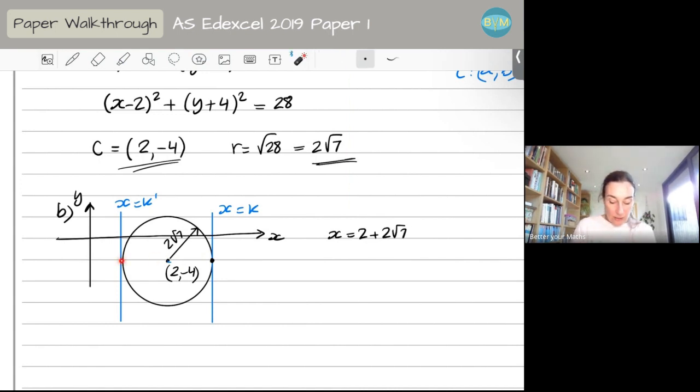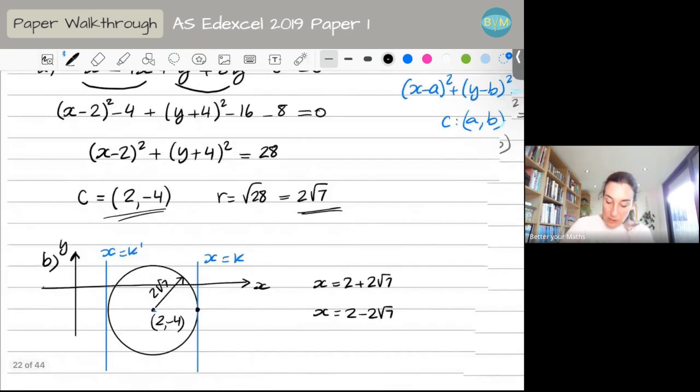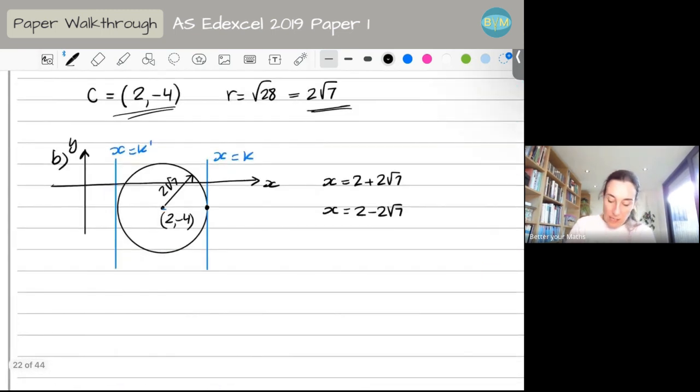And the x coordinate of this point is going to be 2 minus this length. And this length again is 2 root 7. So the x coordinate is going to be 2 minus 2 root 7. Yeah, so I can just move my radius to the right and to the left to find that constant. And this is what, find the possible values of k. So this is one k and this is the other k, yeah?